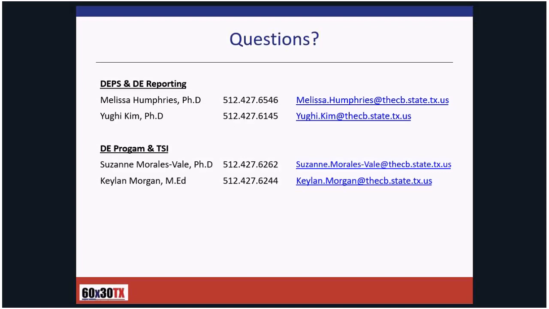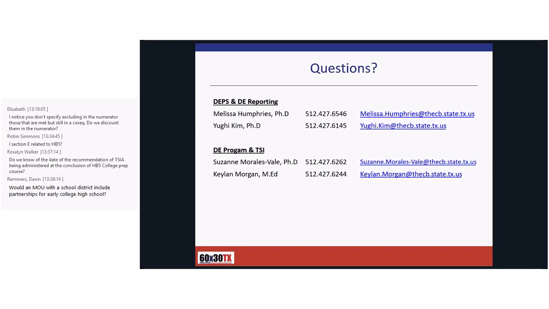So, do we know the date of the recommendation of the TSIA? It's out there, in our statewide plan for serving underprepared students, and it can be found on the Higher Education Coordinating Board's website, on the DE and TSI webpage. But it's a recommendation, not a requirement. Just a little more background: those recommendations were board approved in the January board meeting.